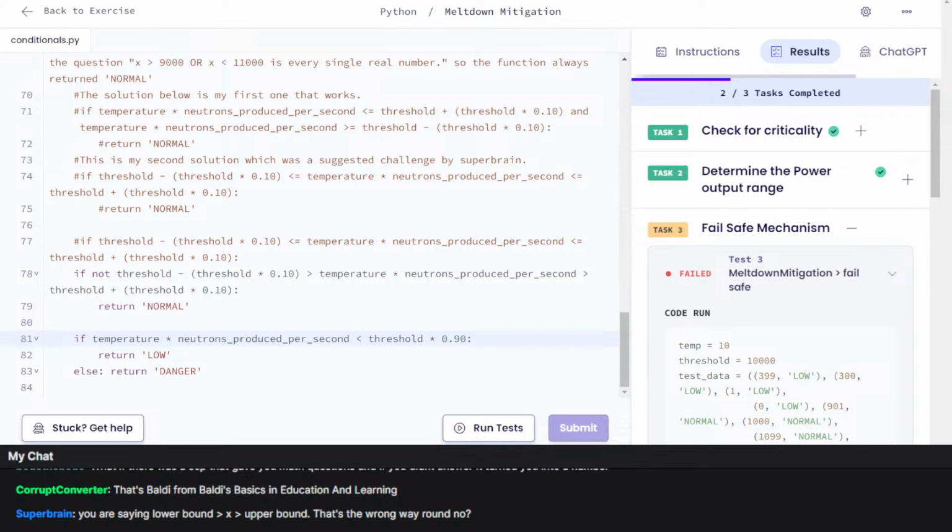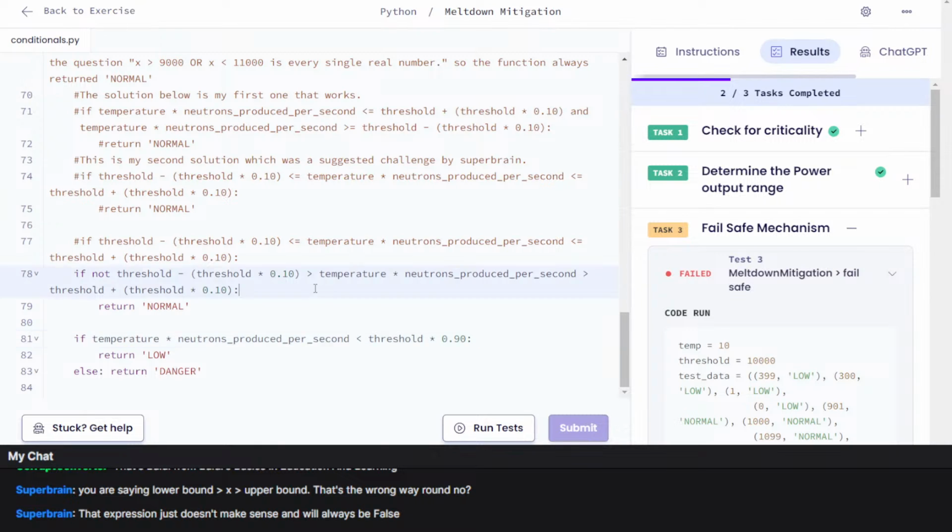You are saying lower bounds. That's bounds. Baldi from Baldi's Basics in Education and Learning. Well, let me think about x less than lower bound. Oh, x greater than upper bound. But it's evaluating it like... Oh, okay, it's not doing what I thought it did then. Superbrain says it just doesn't make sense and will always be false.